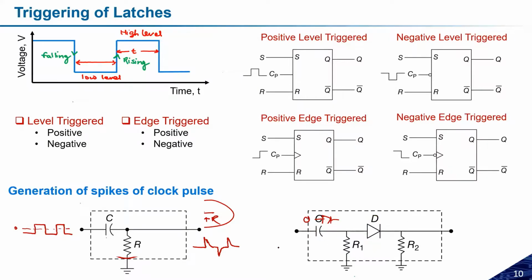So if I have an input something like this, at the end I will get the output something like this one. So if I have connected one differentiator just after the clock pulse, it becomes the positive edge triggered flip-flop. There is some glitch here, so I need to remove this.